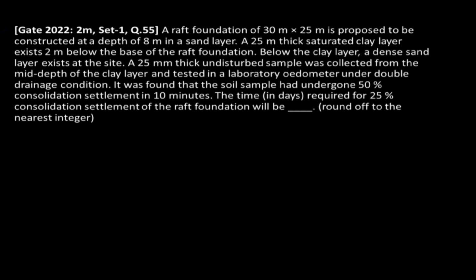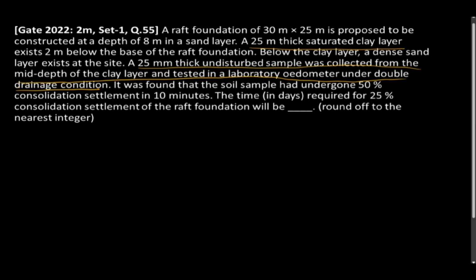In this question, they have given that a raft foundation 30 meter into 25 meter is proposed to be constructed at a depth of 8 meter in a sand layer, and a 25 meter thick saturated clay layer exists 2 meter below the base of the raft foundation. Below the clay layer, a dense sand exists at the site. A 25 mm thick undisturbed sample was collected from the mid depth of the clay layer and tested in a laboratory odometer under double drainage condition. The soil sample has undergone 50% consolidation settlement in 10 minutes. They have asked us to find out the time required for 25% consolidation settlement of the raft foundation.